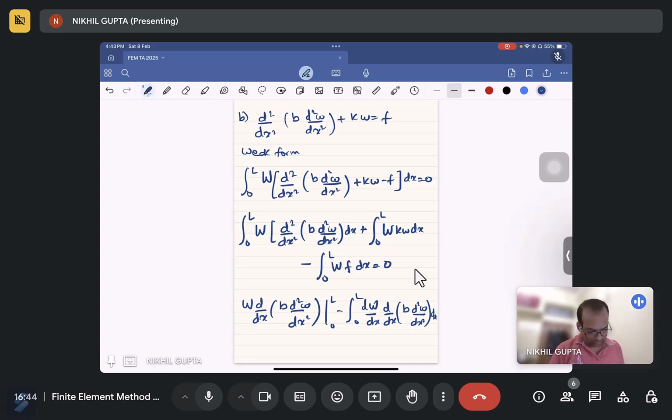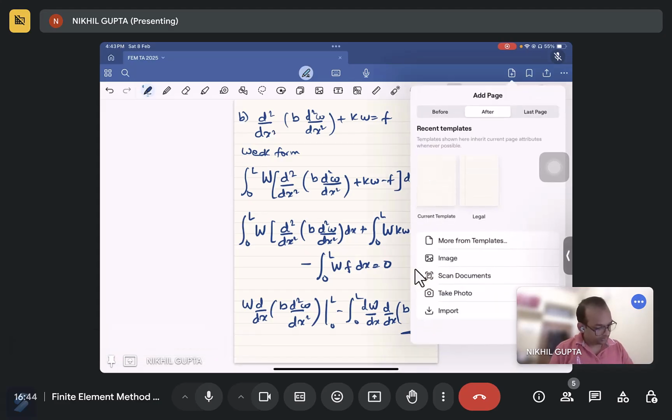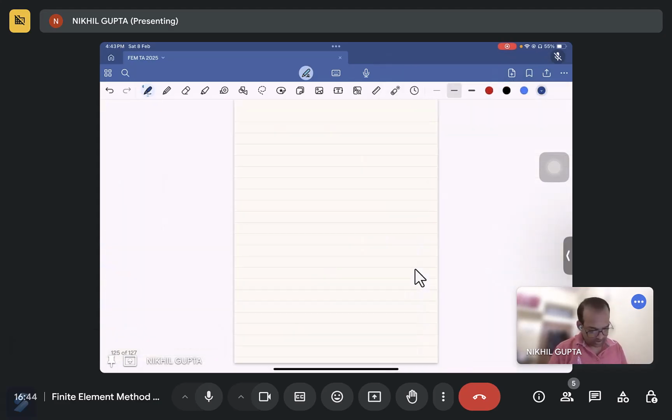So since you see what things are there in this, you have to use brackets again, and then you have to apply the boundary conditions. So I'll write the final equation, applying integration by parts one more time. What you will get is this.